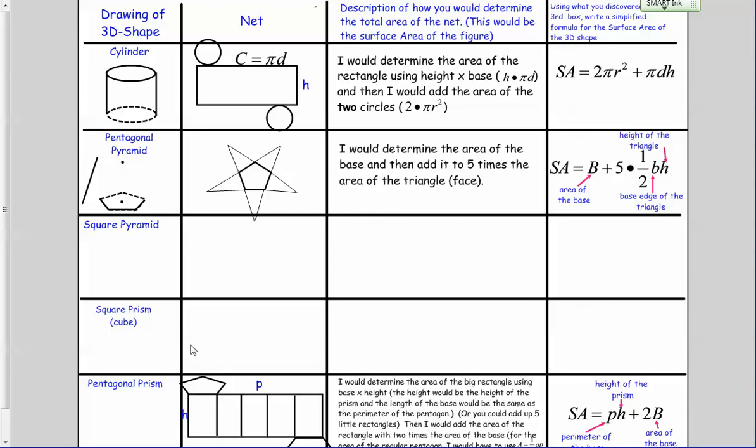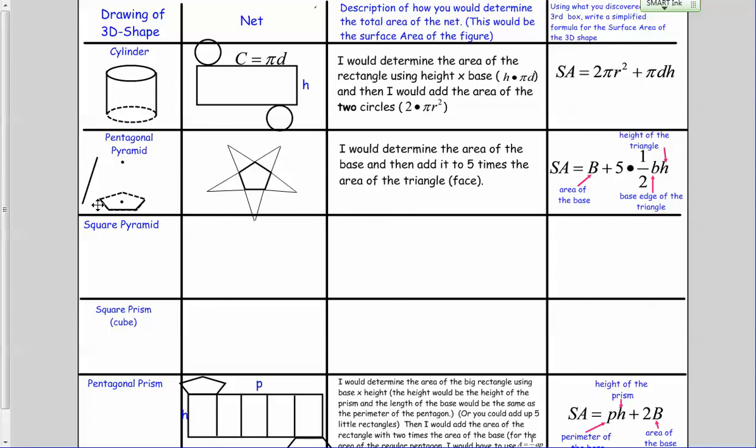Okay, the next one I wanted to go over with you is the pentagonal pyramid. The reason we call it a pentagonal pyramid is because it actually has a pentagon for its base. Pyramids are a little different than cylinders and prisms because they don't have a top on them. The cylinder had top and bottom, but a pyramid only has a dot at the top.